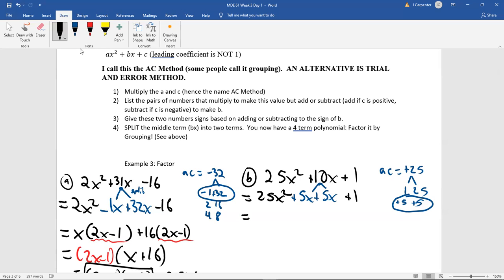For the first pair, 25x squared and 5x, there's a GCF of 5x. When you divide that out, 25x squared divided by 5x is 5x, plus 5x divided by 5x is not nothing. Don't leave a blank there. It's 1.